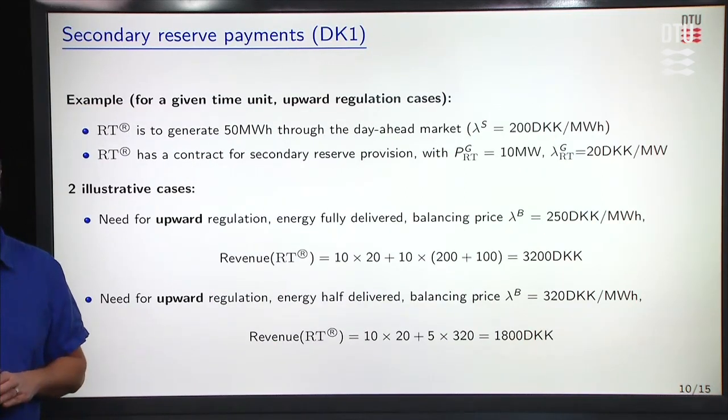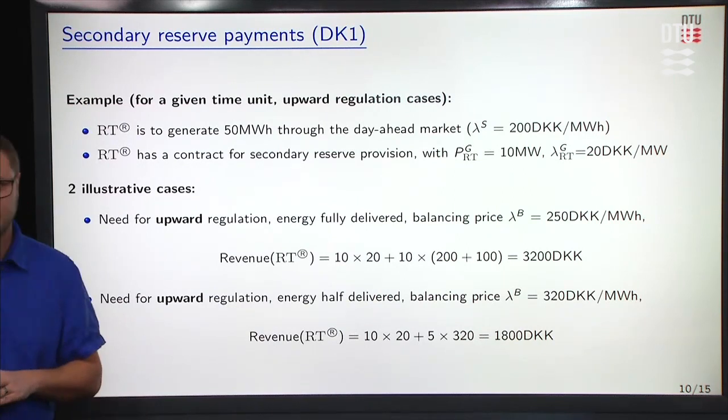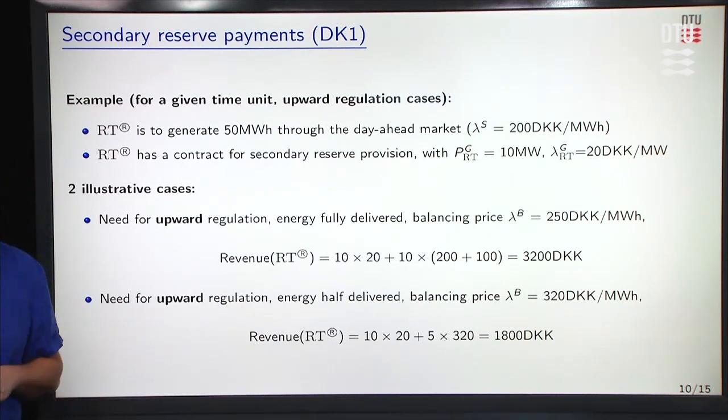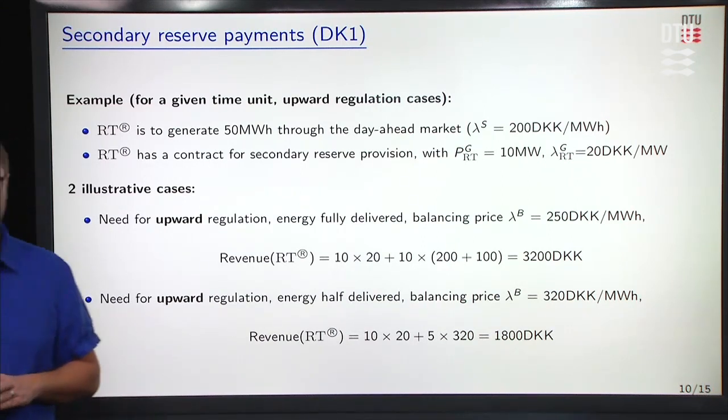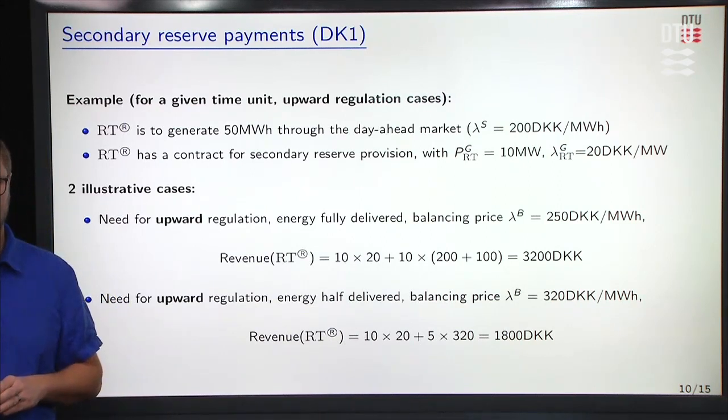We look at a basic example that permits to illustrate this mechanism. We focus on rogue trading, RT, and rogue trading is to generate 50 megawatt hours through the day-ahead markets. Lambda S, the clearing price in the day-ahead market, is 200 kroner per megawatt hour. Rogue trading also has a contract for secondary reserve provision, and there the capacity committed is 10 megawatt, so that can be up or down, and the capacity price is 20 kroner per megawatt.